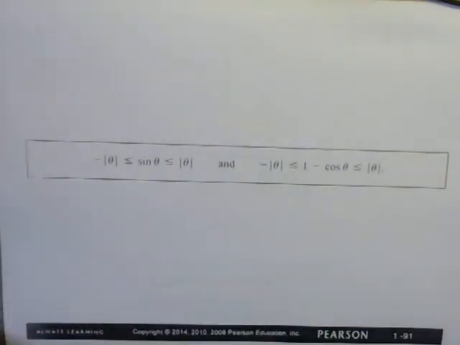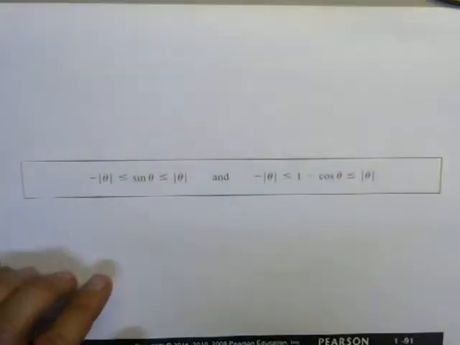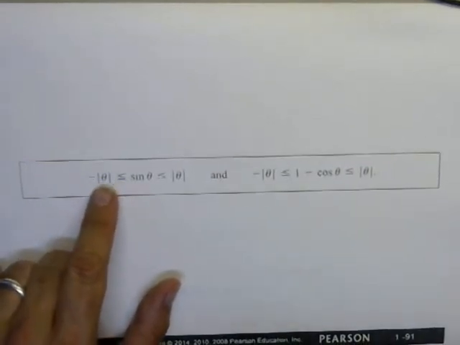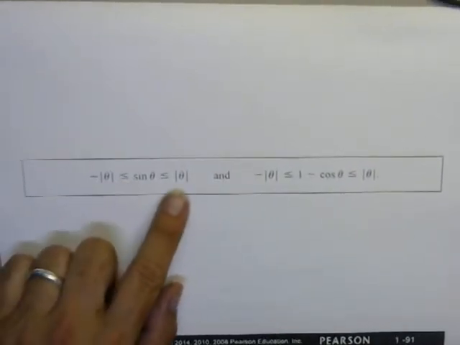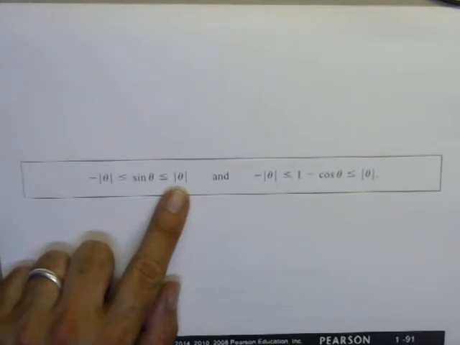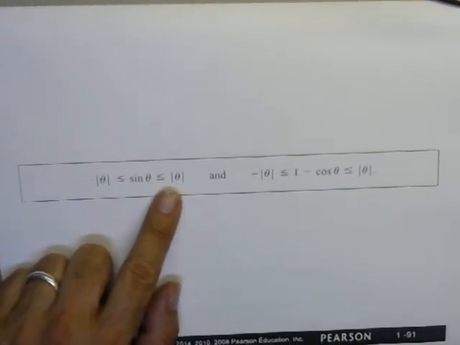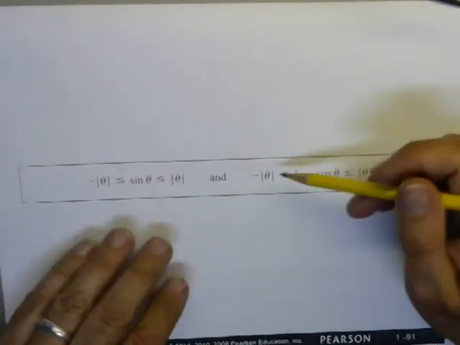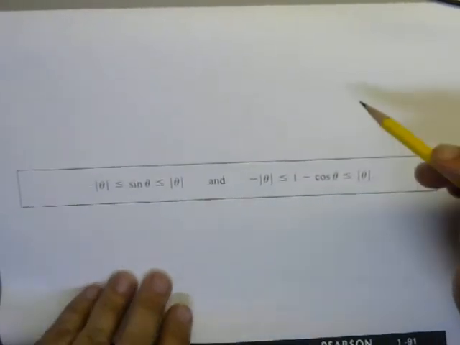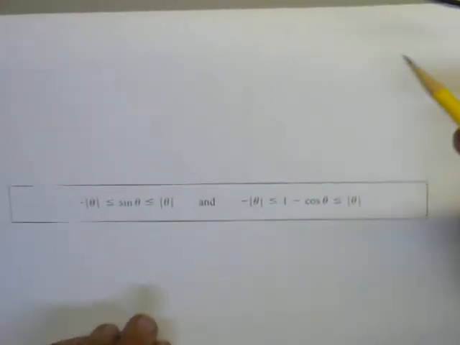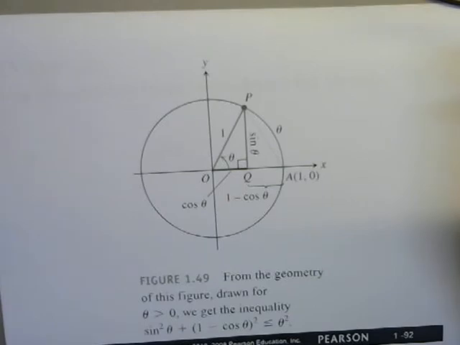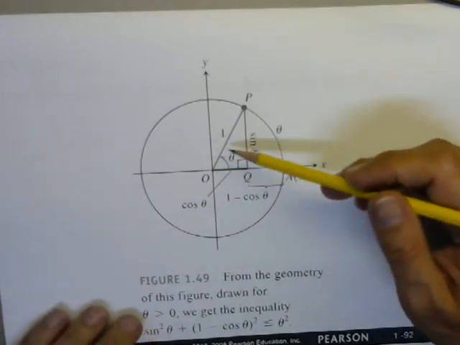A couple of other identities to remember is that sine of theta is always between the positive and negative of whatever the angle is, right? So sine of theta is always smaller than the angle. And then 1 minus cosine theta is always between theta and, or negative absolute value of theta and theta. You can kind of see that from the figure here.